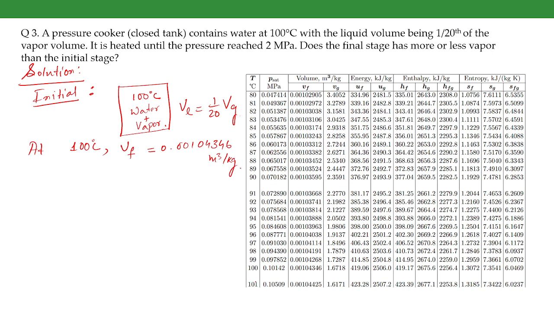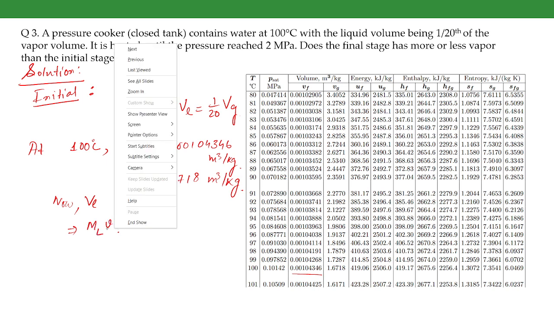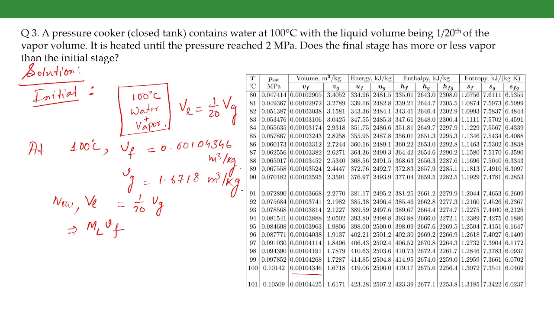At 100 degrees Celsius, this value, and the Vg value is 1.6718. Okay, now VL is 1 by 20 of Vg. So VL can be written as the mass of the liquid phase multiplied by the specific volume of the liquid phase, right? This is equal to 1 by 20 of the mass of the gas phase multiplied by the specific volume of the gas phase.